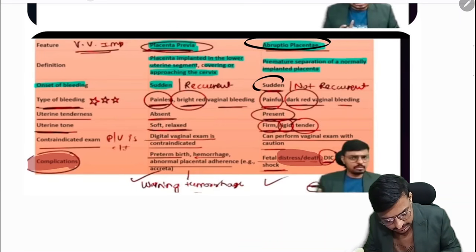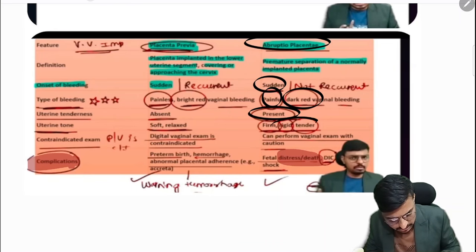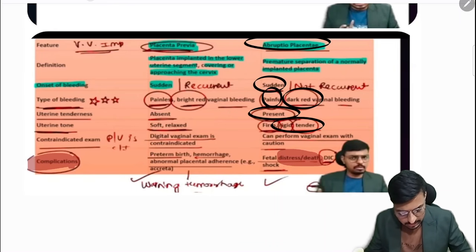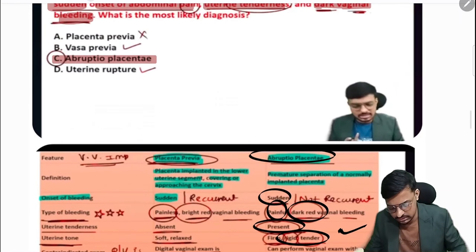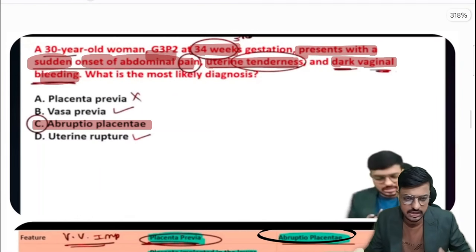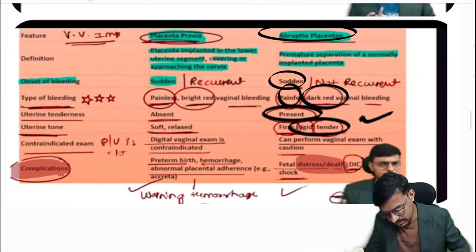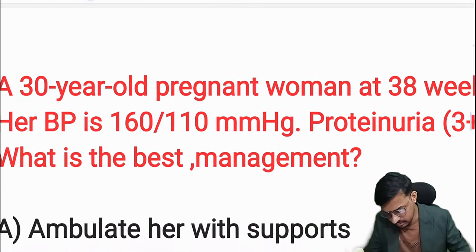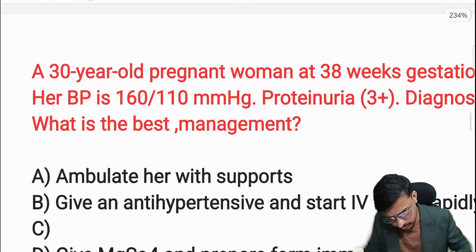I told it is sudden, painful, dark red vaginal bleeding, and uterine tenderness is present, and uterine tone is rigid and tender. These are very important clinical scenario based questions, and here also clinical scenario based questions I have discussed in front of you all. So the question was there in your exam, right? This was the promise made by me, and I have come with the proof in front of you.